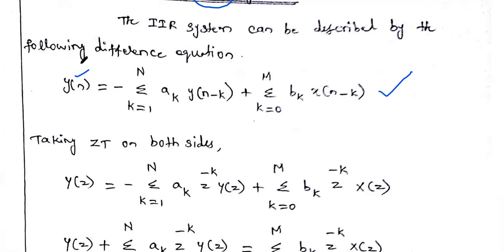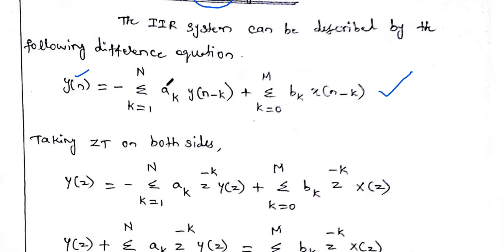So the output of that particular system depends upon the input x of n and x of n minus 1, that is the previous input, x of n minus 2, the previous input, as well as y of n minus k, which are called the previous outputs. So the present output of the system depends upon the present input, past inputs, as well as past outputs. This is said to be the IIR system.